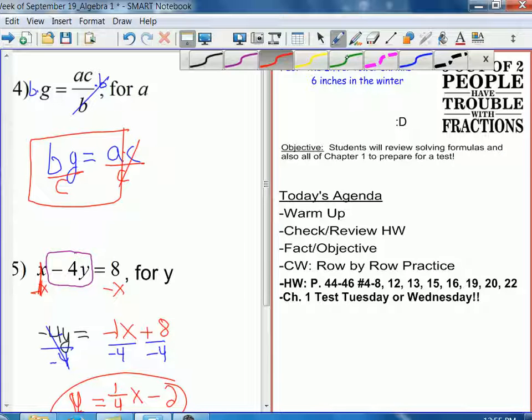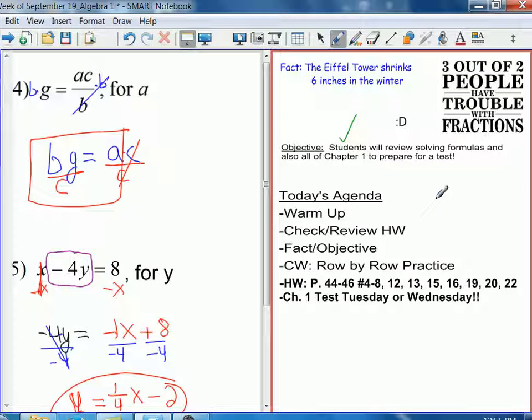So we are preparing for a Chapter 1 test. That's basically the deal today. This is done, and maybe we'll review a couple of homework type problems just momentarily.